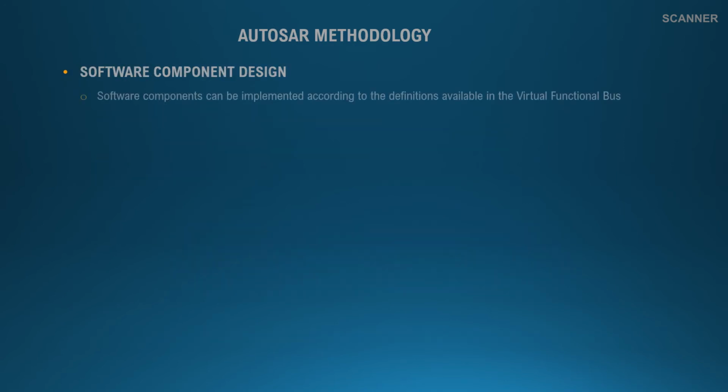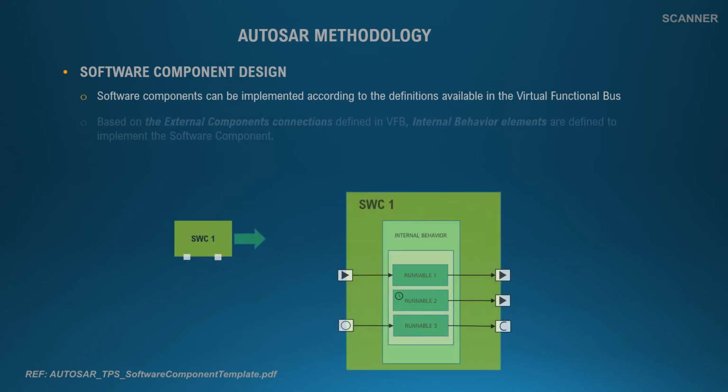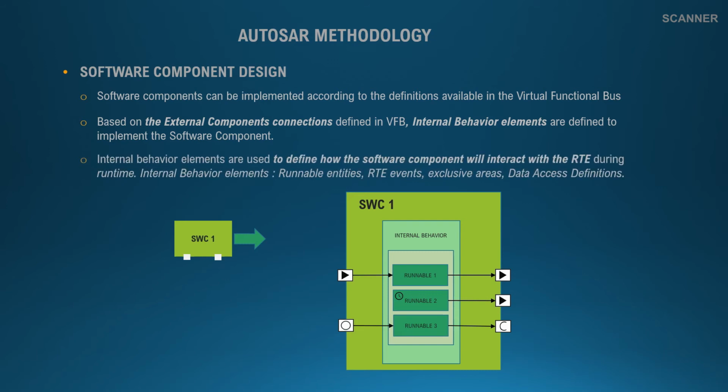Software component design. The software components can be implemented according to the definitions available in the virtual functional bus. Based on the external component connections defined in the VFB, the internal behavior elements of the software can be defined to implement the software. Internal behavior elements are used to define how the software component will interact with the runtime environment or RTE during runtime. Internal behavior elements mainly specify the runnable entities, RTE events, exclusive areas, and data access definition. The implementation of a software component can be done independent of the configuration of the ECU.